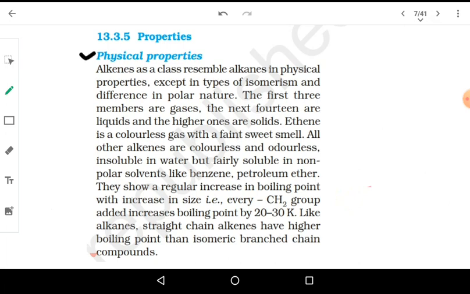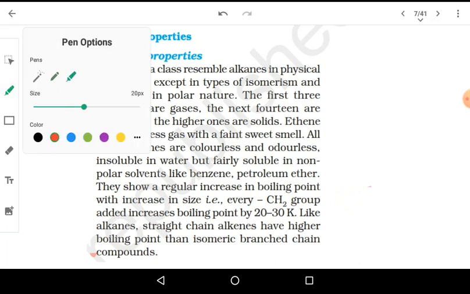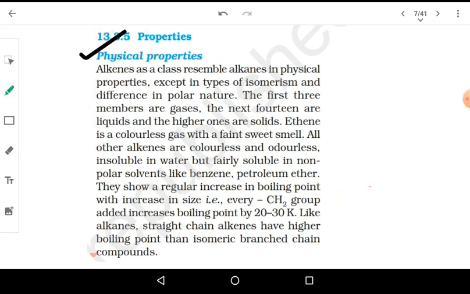Now let us move on to the physical properties. There is not much to discuss in physical properties because the physical properties of alkenes are comparable with alkanes. So let's just go through this and see if there is any important stuff here. Alkenes as a class resemble alkanes in physical properties except in the types of isomerism and the difference in the polar nature. First three members, that is C1, C2 and C3, are gases. Next 14 are liquids and the higher ones are solids.